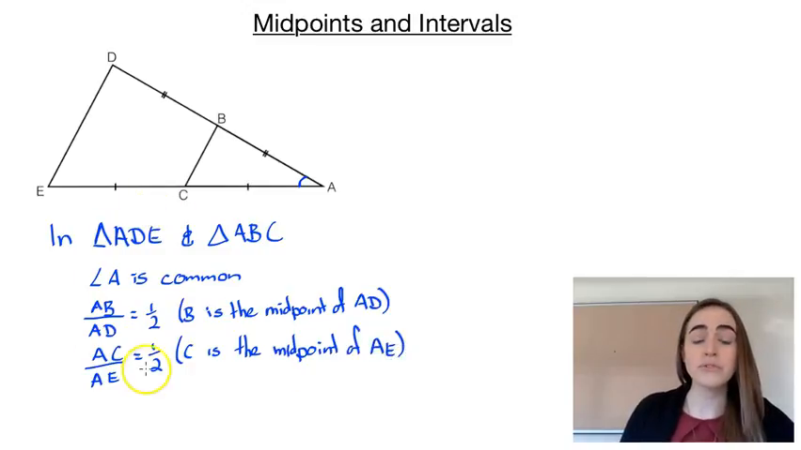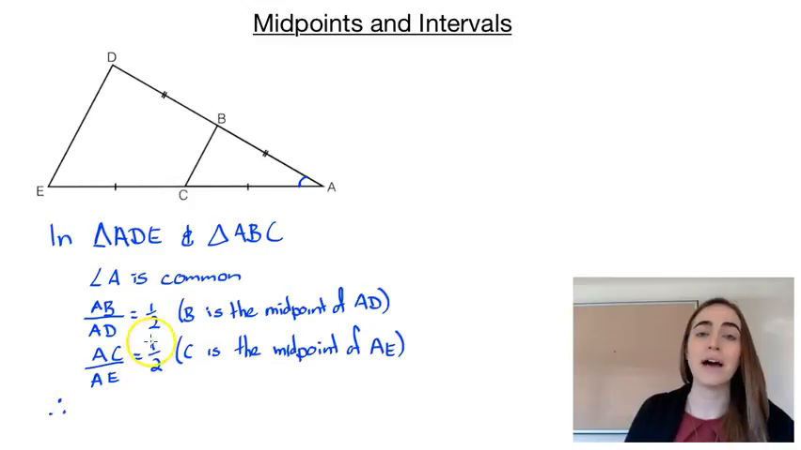So from that proof then we have two sides that are in the same proportion and we have their included angle being equal. So therefore those two triangles are similar by the SAS test.